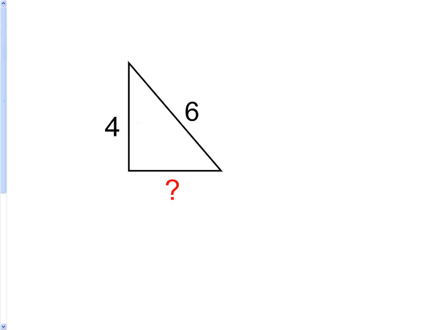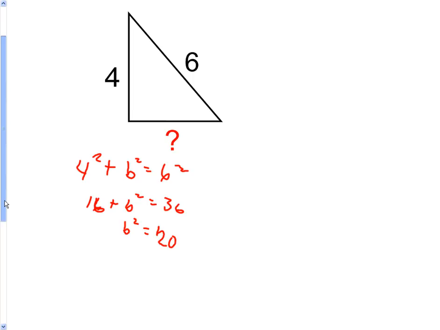All right. That red question mark, you could figure it out using what? Pythagorean theorem. Take a second, do it. Pause while you do. And then you subtract 16 from both sides, and you end up with b squared equals 20.